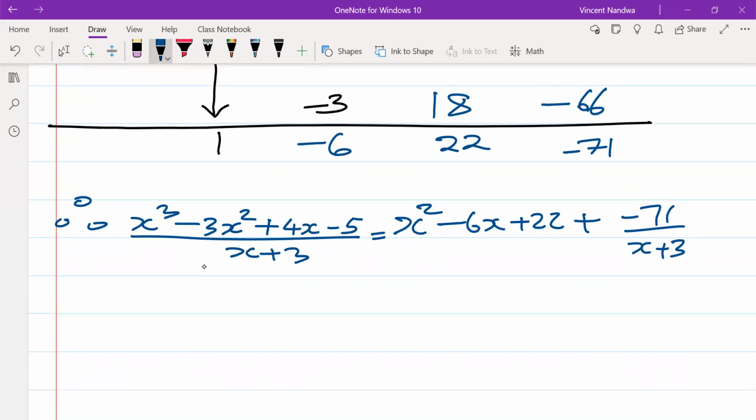Can you be trusted with this? x power 6 minus 4 divided by x plus 2. Okay, let me try.